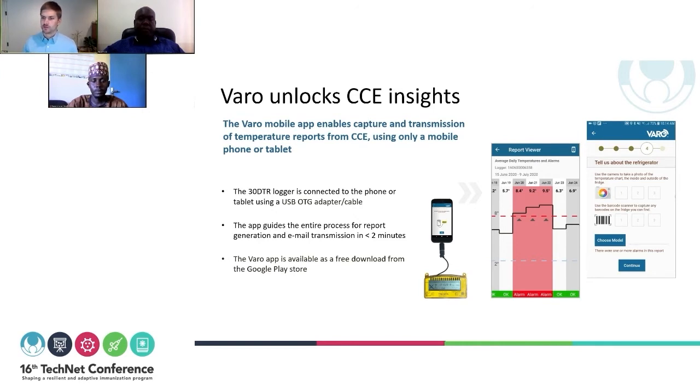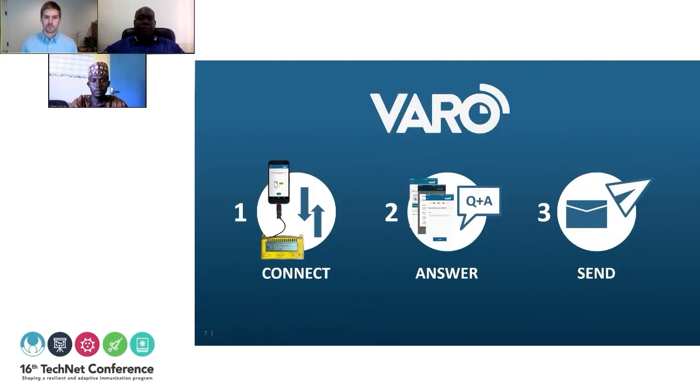They'll take a couple of photos of the fridge, scan any barcodes that are available, and select the make and model information about the fridge. They then just send the email and they're done. So really it's just three simple steps. Connect the logger, download the data, answer a few questions, and send the report.